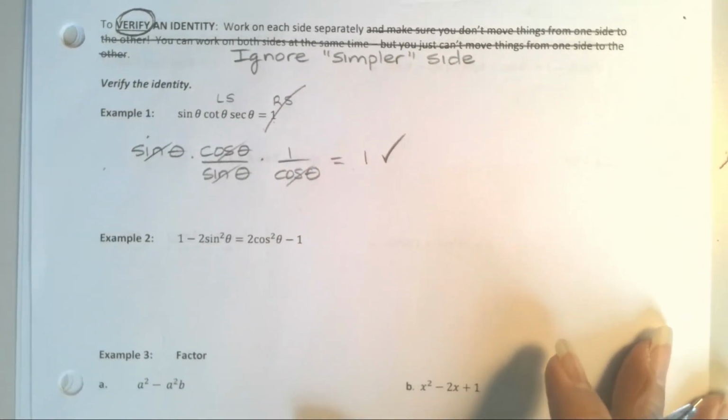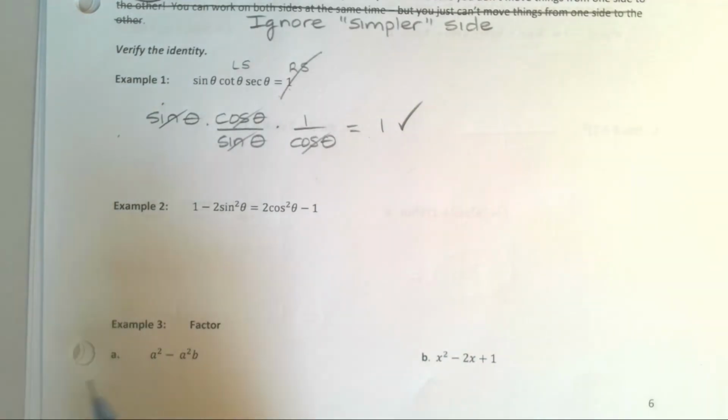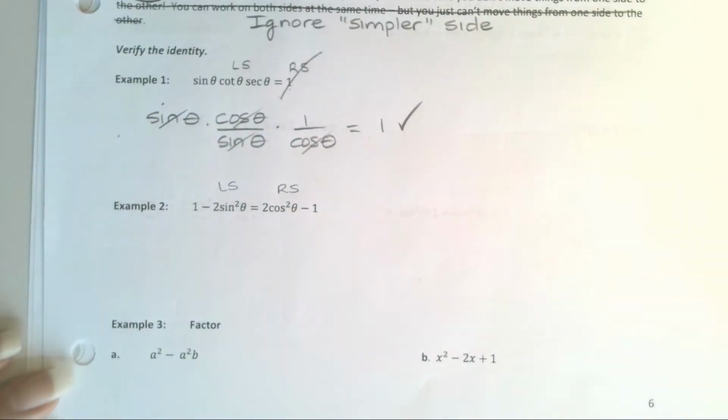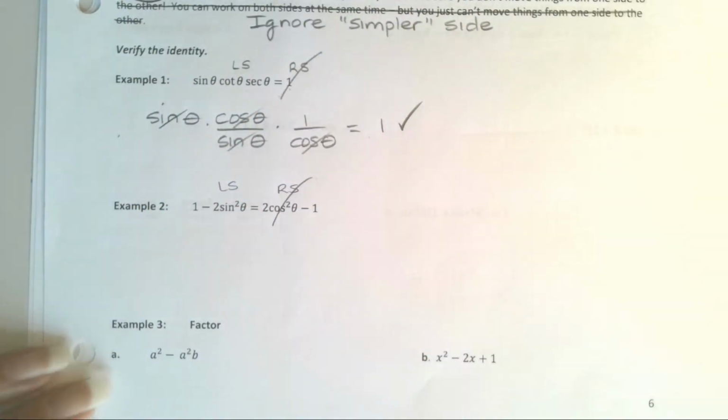Sometimes you'll end up with problems like example number 2. That is kind of hard to see. Well, there isn't really a simpler looking side between the left and the right. So when you end up with a situation like this, just pick a side. It doesn't matter. What side do y'all want to ignore, left or right? Right? All right. So we're going to cross out the right.